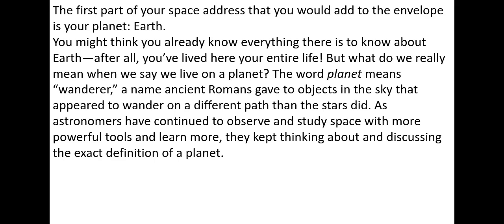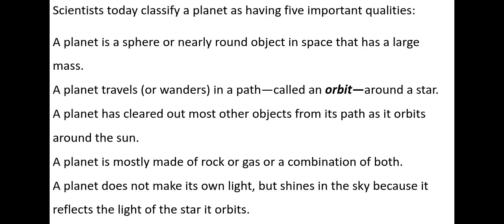As astronomers have continued to observe and study space with more powerful tools and learn more, they kept thinking about and discussing the exact definition of a planet. There you go. There's something else we got from the Romans, the name planet, which means wanderer. Scientists today classify a planet as having 5 important qualities. A planet is a sphere or nearly round object in space that has a large mass.